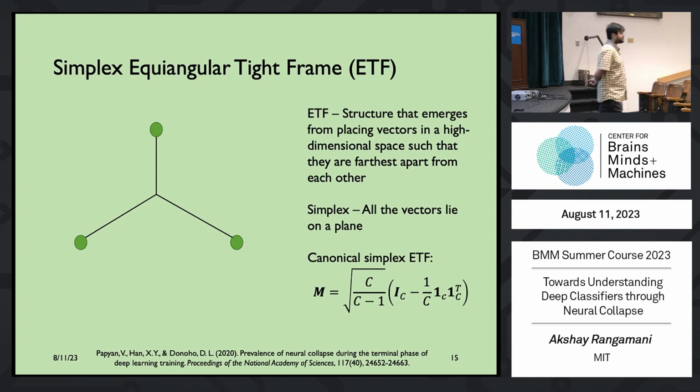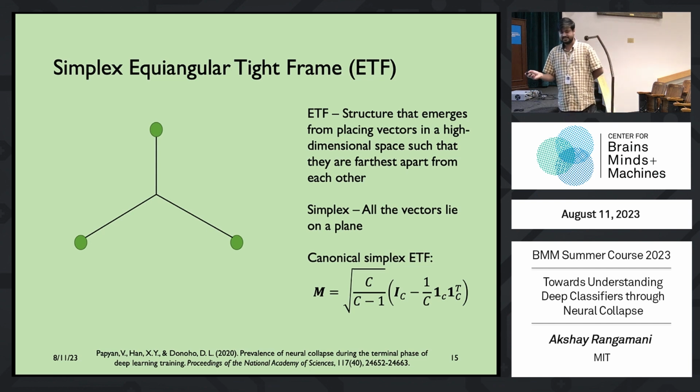Question. Let's say you have a set of feature vectors. Can you have a distribution where there are more vectors on one side versus the other? The simplex ETF is the structure for the class means. So it's not all of the training examples. I'm going to get to what neural collapse is. Maybe that will help clarify.